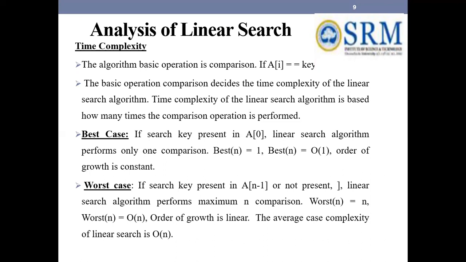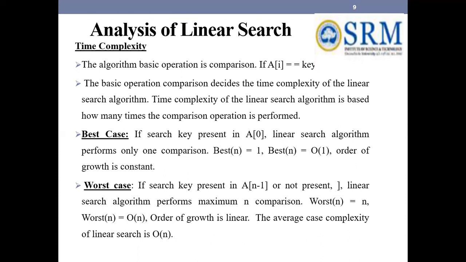So there are 3 cases: best case, worst case, and average case. The best case we already discussed. The search key k is present in the first place. The algorithm performs only one comparison. So best case complexity of linear search is 1. The best case algorithm performs only one comparison.